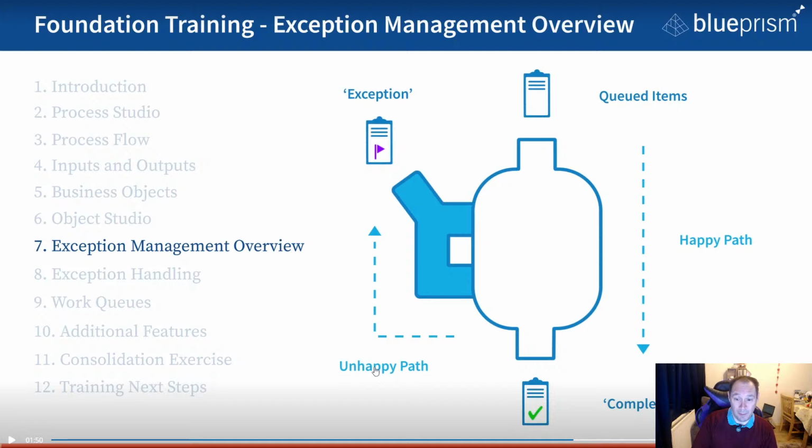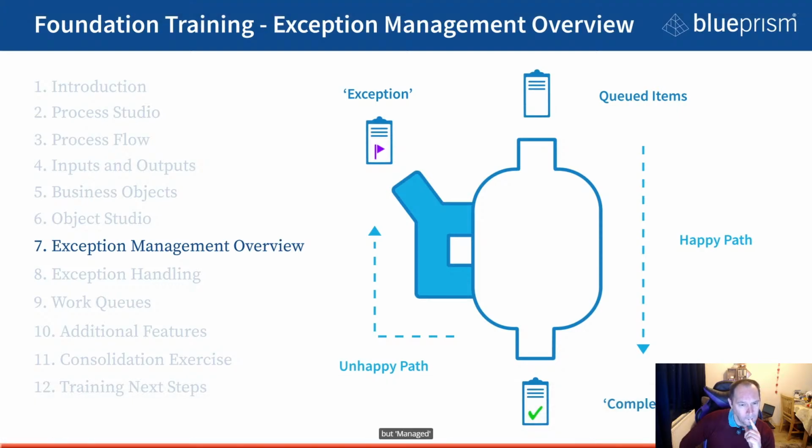Or the unhappy path. This is what I was saying yesterday, that you could build a straight RPA that goes straight down and runs the happy path. But you also then need to build the section of the RPA for the unhappy path, if you like. And the unhappy path can be just as complicated as the happy path. Exceptions are handled within a process or business object, but managed within the work queues area of Blue Prism. You'll learn about both of these over the coming sections.